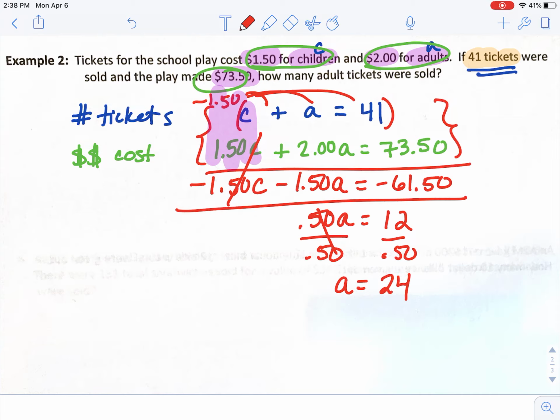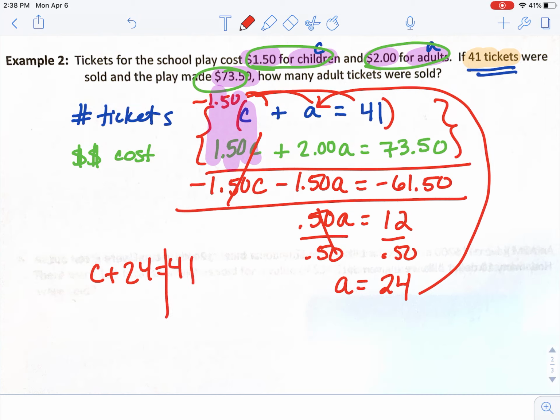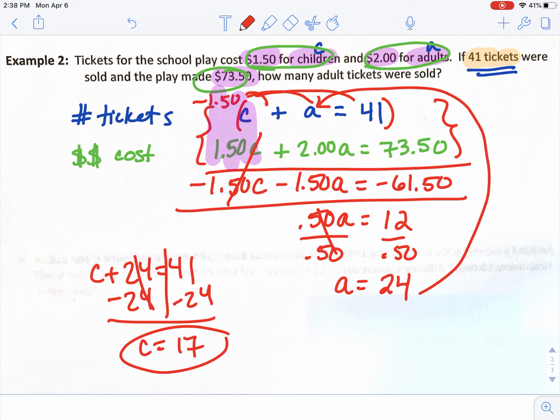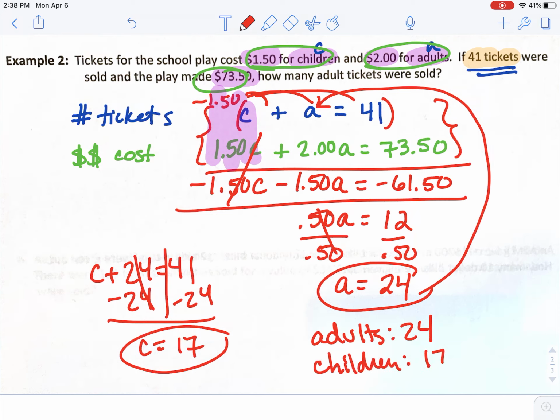and I get 24. And then when I take that 24 and plug it back in up here, I'll have c plus 24 equals 41, minus 24. C equals 17. So adults were 24 and children were 17.